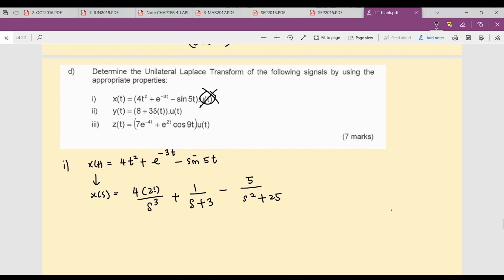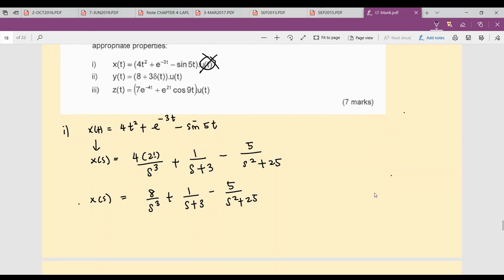That one nombor 1. And then this one kita kena solve lah, of course. So 8 over s cube plus 1 over s plus 3 minus 5 over s square plus 25. Okay. And then number 2. Okay, this one I think macam dia simple, senang soalan dia.